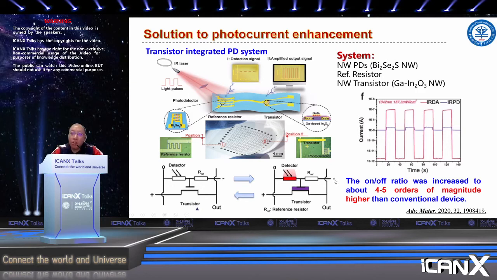In the on state, it will result in a very large current output from the source electrode. And this behavior will enhance the photo current of the systems. For our systems, the on-off ratio will increase to about 4 or 5 orders of magnitude higher than conventional photo detector devices. And this strategy is a very universal method. We can use this idea to enhance the performance of UV detectors, visible detectors, and also infrared detectors.